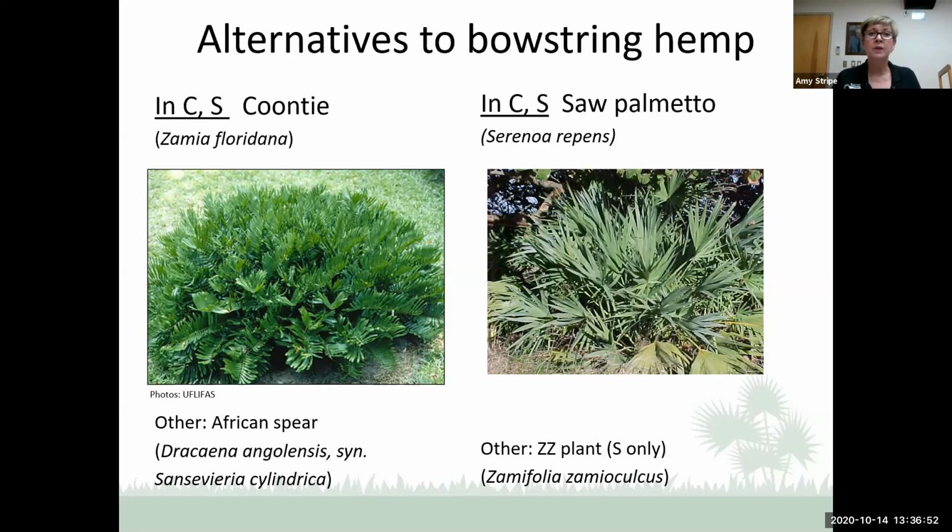Another Central and South Florida non-native might be the African spear, which is also a Dracaena, Sansevieria cylindrica. It looks very similar to bowstring hemp, but it has a cylindrical look to the leaf. Also in Central and South Florida, another native would be the saw palmetto, Serenoa repens. Serenoa repens does have a variety that is silver, which is what the picture shows here, and it is really stunning and underutilized, I have to say. Lastly, a non-native in the cycad type family is the ZZ plant, Zamioculcas zamiifolia, probably only in South Florida, however.